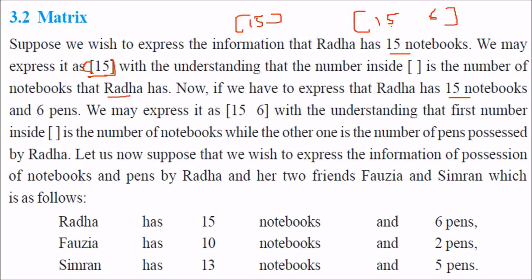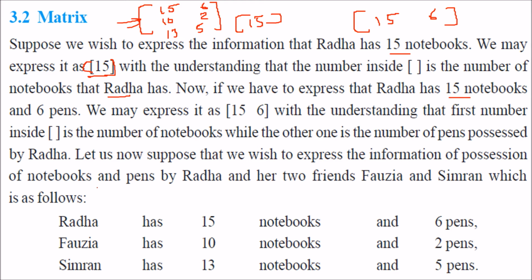Simran said I have 13 books and 5 pens. So why not just extend this? We'll extend this and we'll write like this. This is for Radha. This is for Fawzia. And this is for Simran. Right? This is nothing but a matrix.